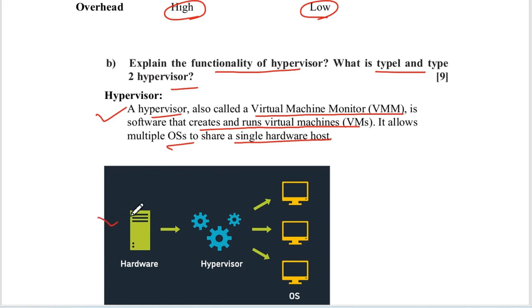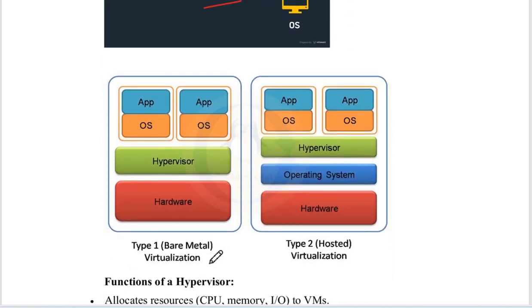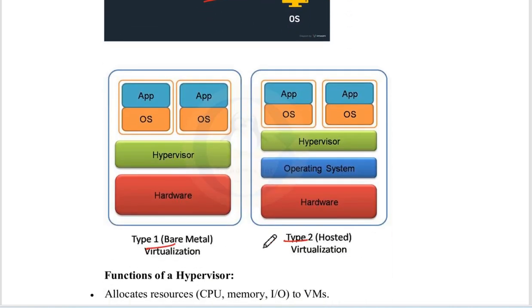So in the figure you can see there is a single hardware. The hypervisor makes virtualization possible. So this is a VM. Okay, so virtualization is made possible by the hypervisor. There are some types of hypervisor: Type 1 and Type 2 hypervisor.